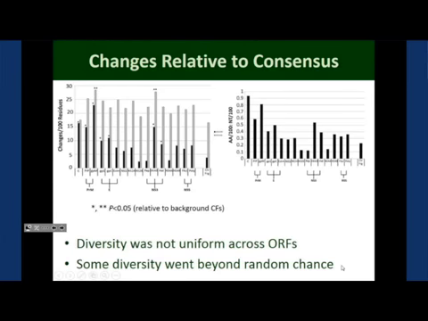This is another way of saying the same thing. This is a ratio of amino acid to nucleotide changes. The closer you are to 1, the more impactful your genetic changes were.